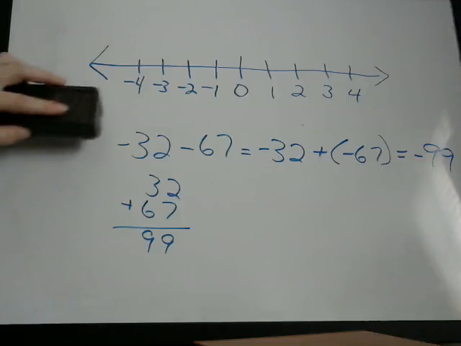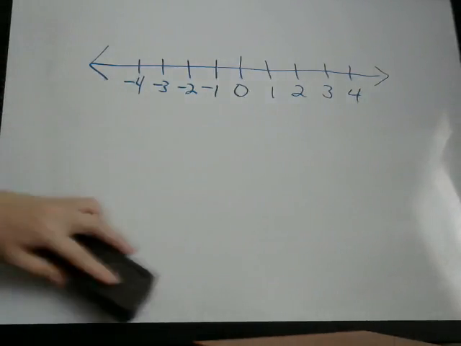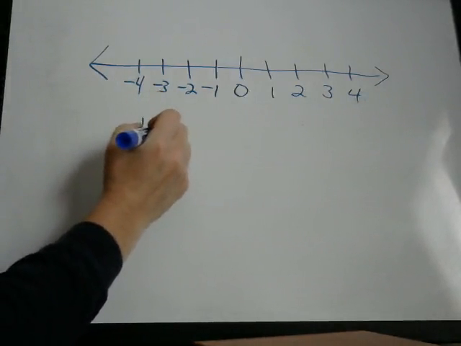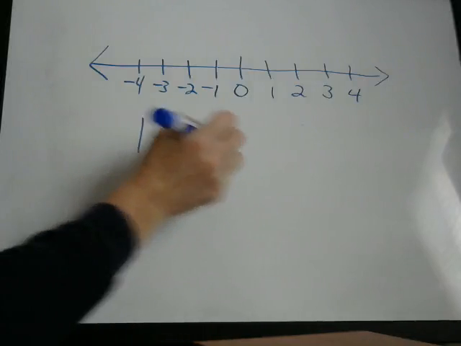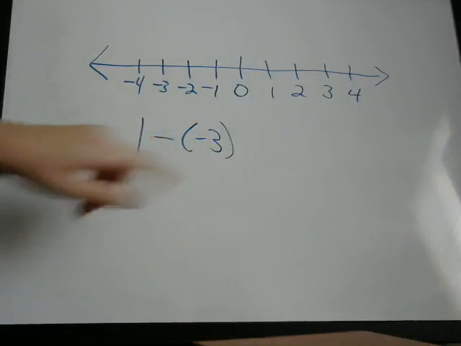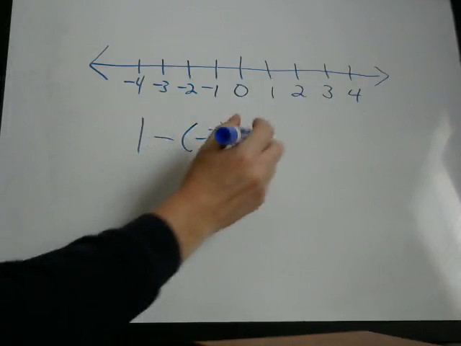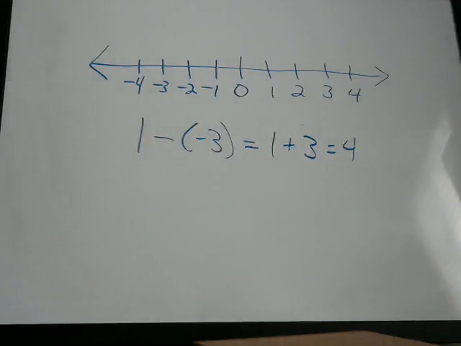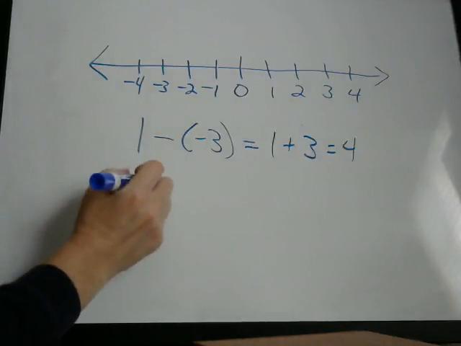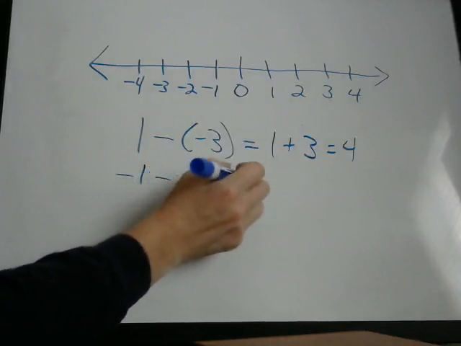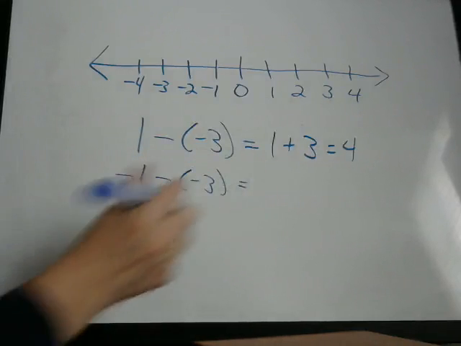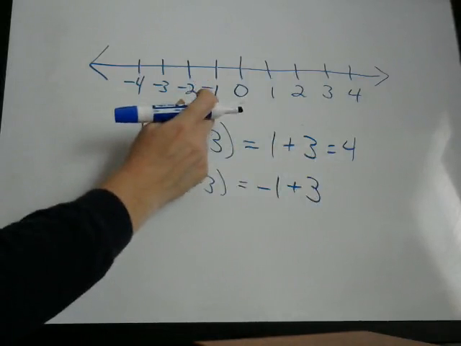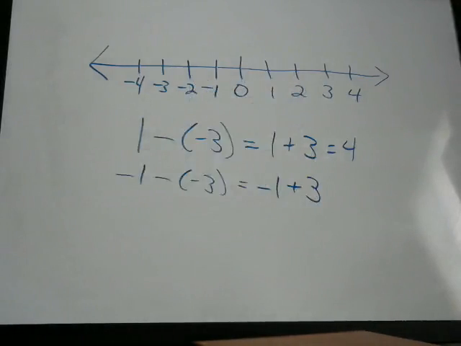Now, one last thing that I want to tell you is if you are subtracting a negative number, you're going to add. So 1 minus negative 3. You may have heard of two negatives make a positive. So 1 minus negative 3 is the same thing as 1 plus 3, which obviously we know is 4. Let's say we had negative 1 minus negative 3. Anytime you have two negatives, you're going to make it a positive. So here we're going to have negative 1 plus 3. So we negative 1, 1, 2, 3. So we know the answer is going to be 2.